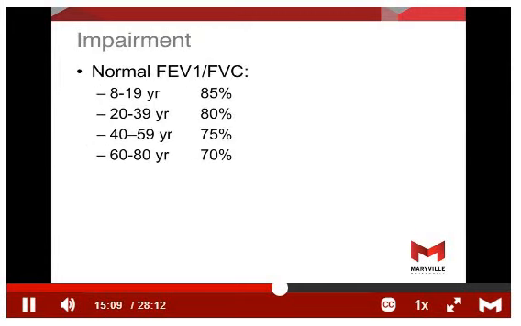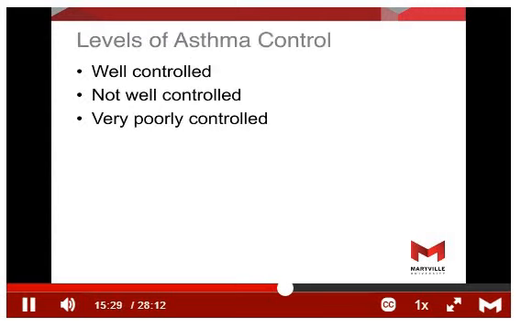For impairments, the expected normal FEV1 to FVC for an 8 to 19-year-old is 85%, for 20 to 39 it is 80%, for a 40 to 59-year-old it is 75%, and as we age, it gets less. We cannot do forced air velocity quite as much.